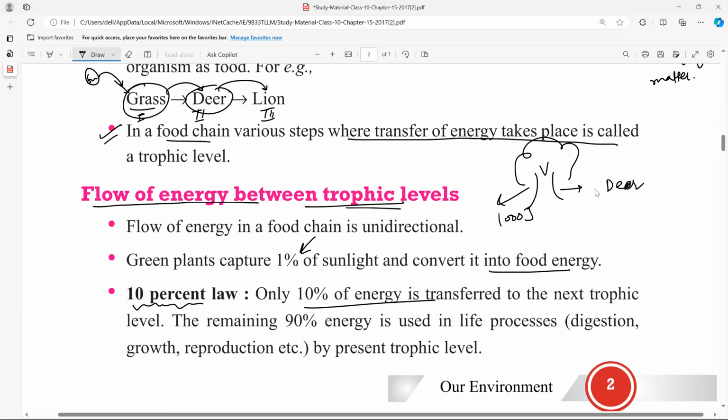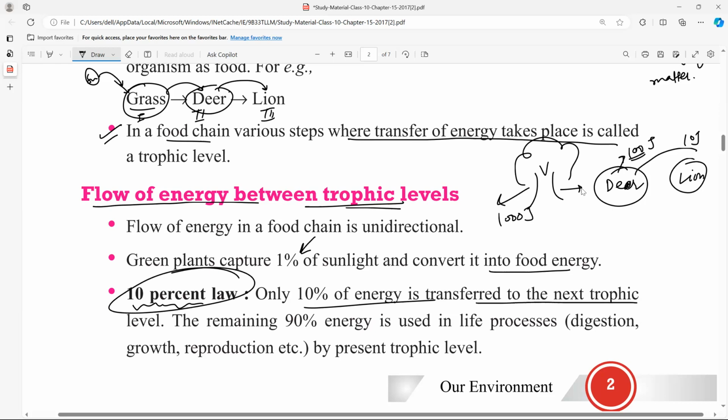Then this deer will only obtain 100 joules. 10% of this will be transferred to the next level. And when the deer is eaten by the lion, the lion is going to acquire only 10 joules of energy. So for every successive level, only 10% of the total energy is transferred to the next trophic level. This is called the 10% law. Remaining 90% of energy is used in life processes.